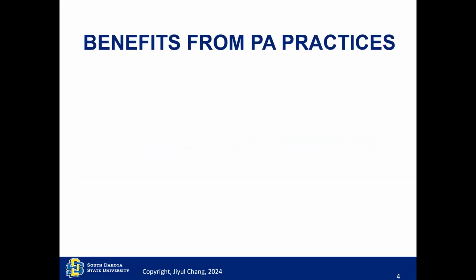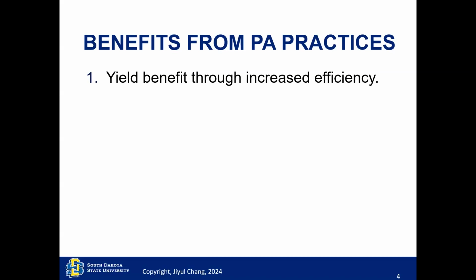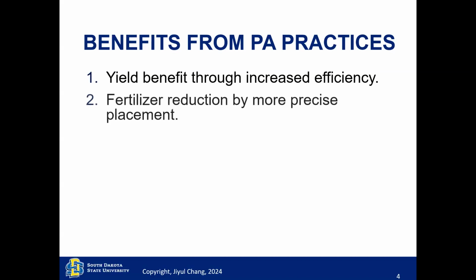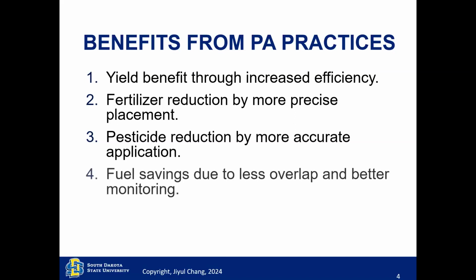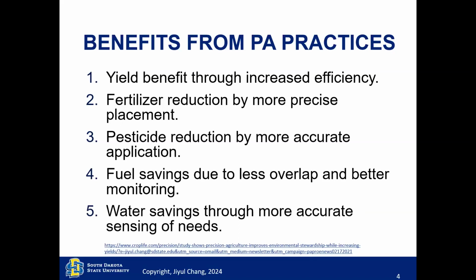Next is benefits. When you use the precision agriculture practice, what kind of benefits can you get? We have several benefits. The first one is a yield benefit through increased efficiency, fertilizer reduction by more precise placement, pesticide reduction by more accurate applications through site-specific management, fuel savings due to less overlap, and finally water savings through accurate application as well. Those benefits are mostly from the textbook.